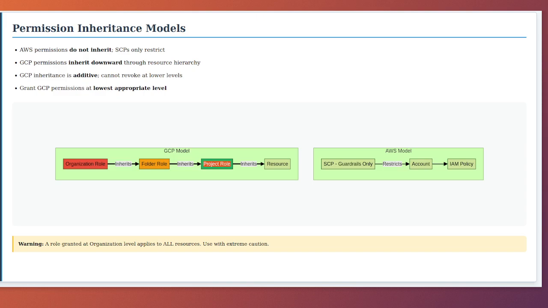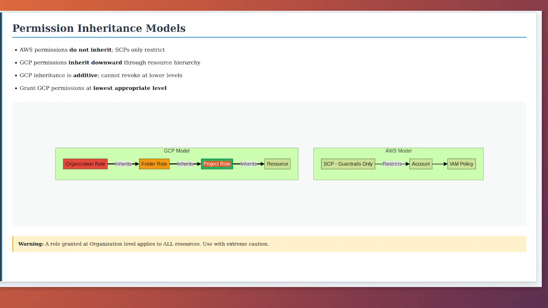In AWS, the account is relatively flat, with SCPs providing guardrails but not granting access. In GCP, the organization, folder, project, and resource levels each represent points where you can grant permissions that flow downward. This makes GCP permission planning more strategic because a single binding high in the hierarchy has wide-reaching effects.